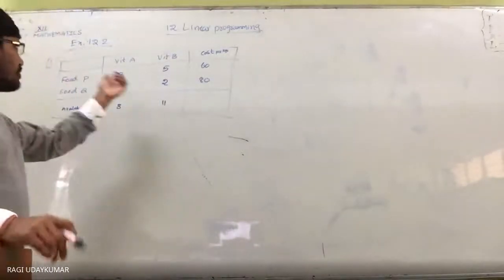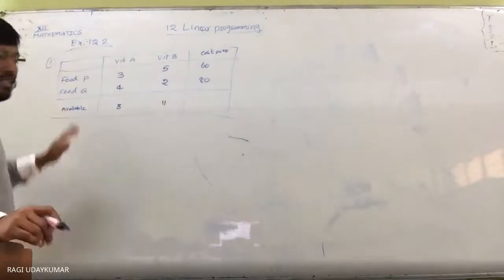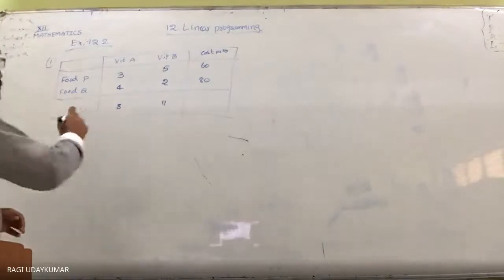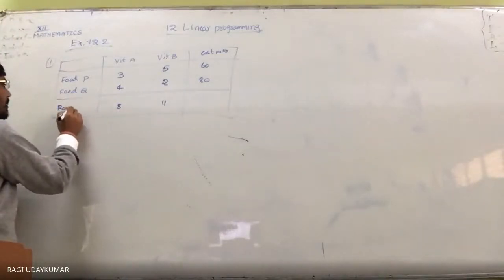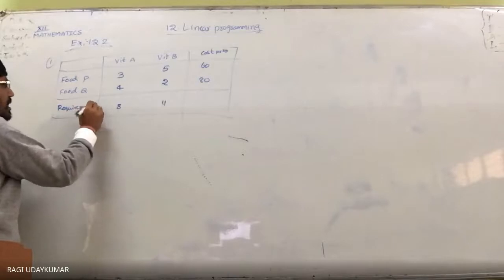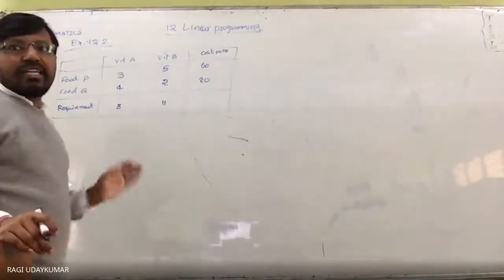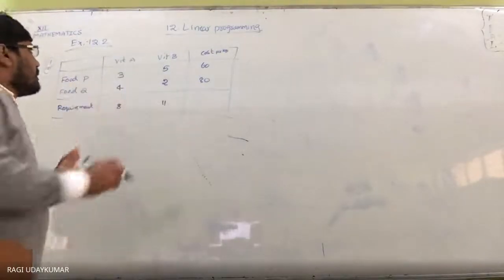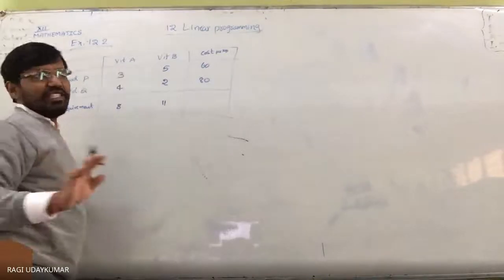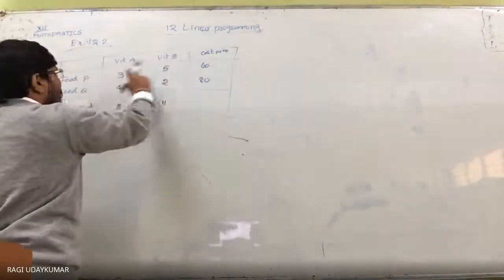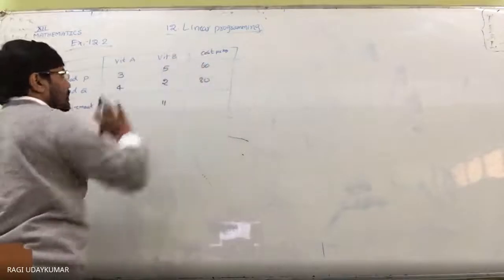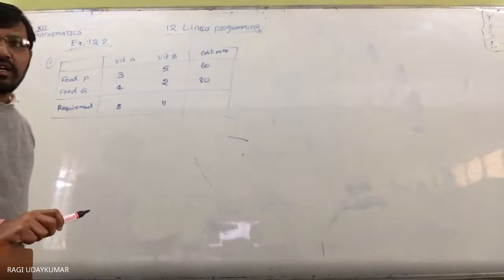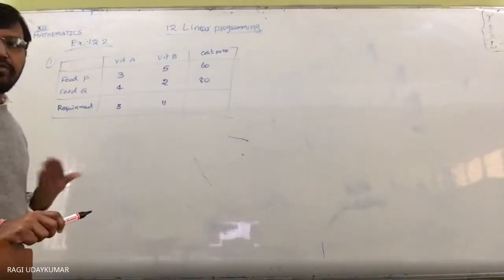So now, what is the question here? Oh, sorry, this cannot be considered as availability. You can say that it is the requirement. I have written the given question in tabular form. Food P, food Q: 3 units of vitamin A per 1 kg, 5 units of vitamin B, and cost 60 rupees. What is the question asking? How many kgs of food P should be taken? How many kgs of food Q should be taken?